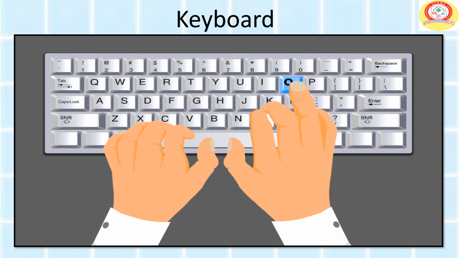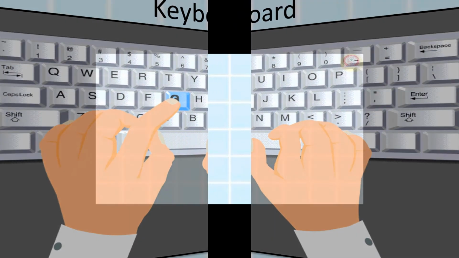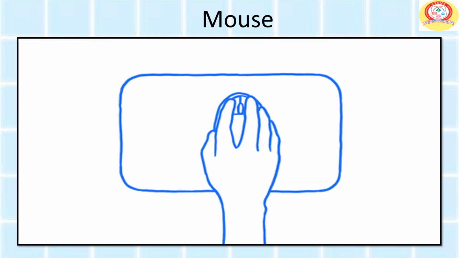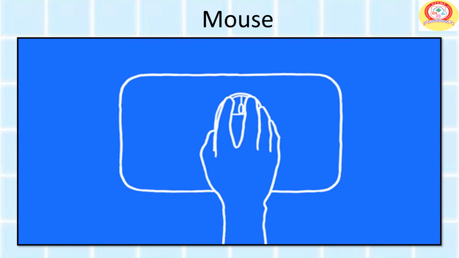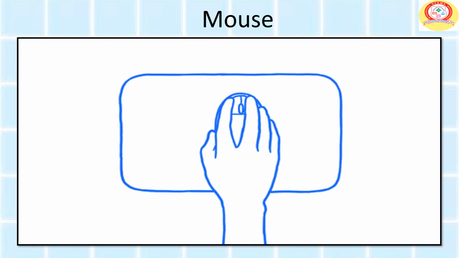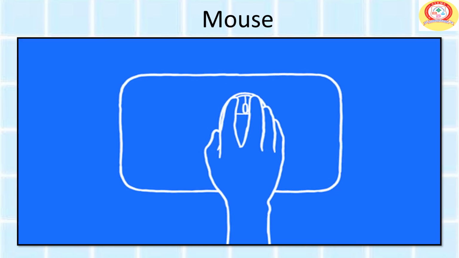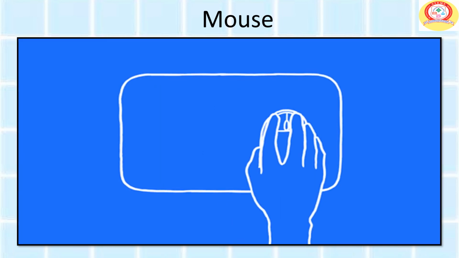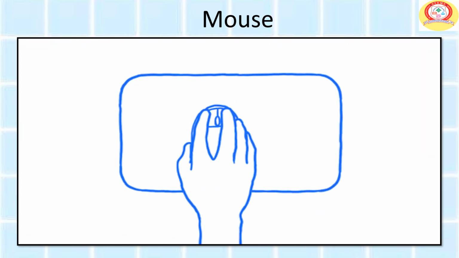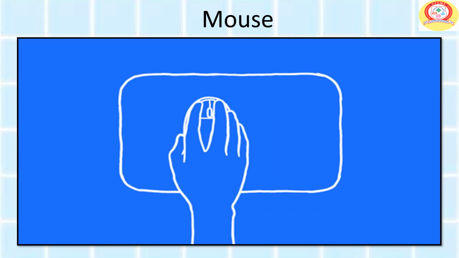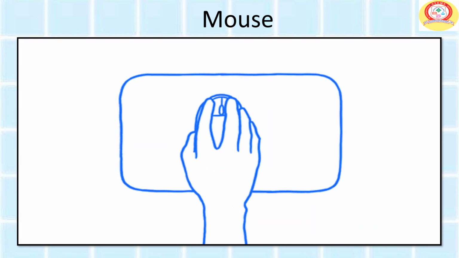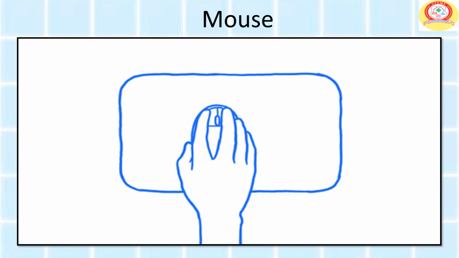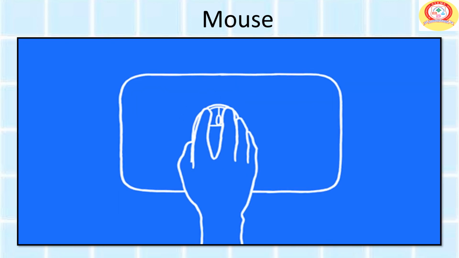Now children, let's move to mouse. Mouse, children. A mouse is also a commonly used input device. A mouse has 2 or 3 buttons that can perform different functions. The scroll wheel acts as a third button. The mouse can be clicked, double-clicked, or right-clicked to perform various tasks. A mouse is used to select objects and text and to draw pictures on a computer. This is the work of a mouse.